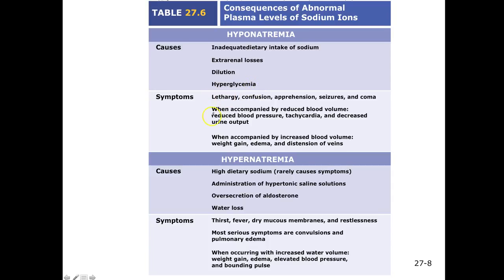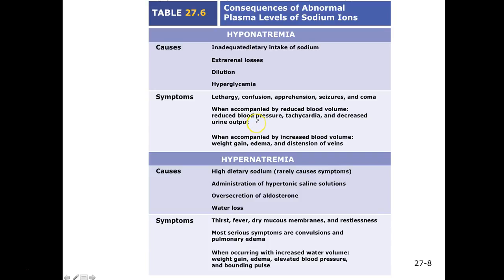And if you look at these symptoms here, we're going to see that a lot of these have to do with neural issues, because we said that sodium helps send action potentials through our neurons. So lethargy, confusion, apprehension, seizures, and coma, that's all related to nerve issues. So then it says, when accompanied by reduced blood volume, we have reduced blood pressure, tachycardia, and decreased urine output.